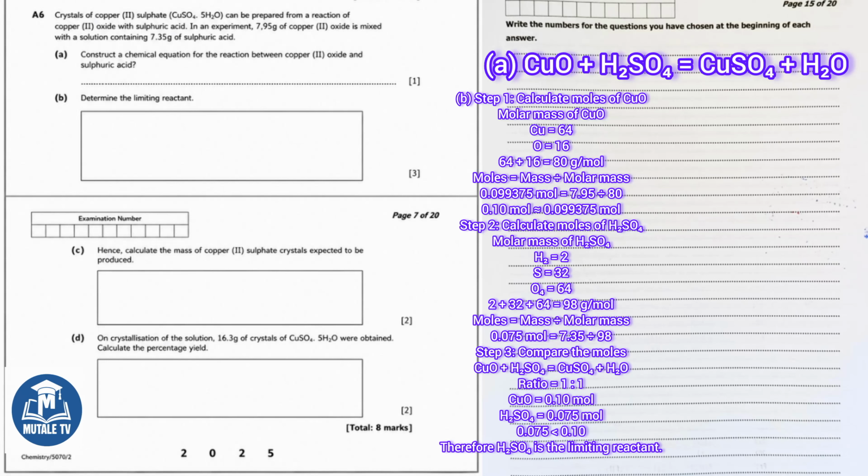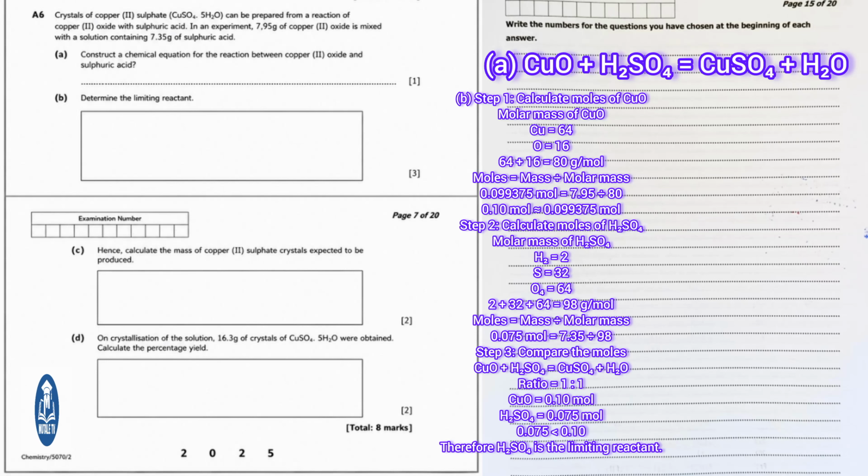Now find the moles of sulfuric acid. The molar mass of H2SO4 is 2 plus 32 plus 64 equals 98 grams per mole. Moles equals 7.35 divided by 98 equals 0.075 moles of H2SO4. The equation shows a 1-to-1 ratio, meaning you need equal moles of CuO and H2SO4. You have 0.1 moles of CuO but only 0.075 moles of H2SO4. Since sulfuric acid has fewer moles, it runs out first. The limiting reactant is sulfuric acid.